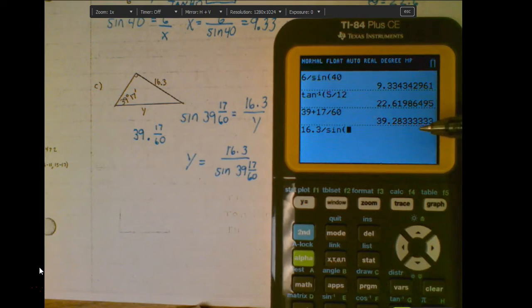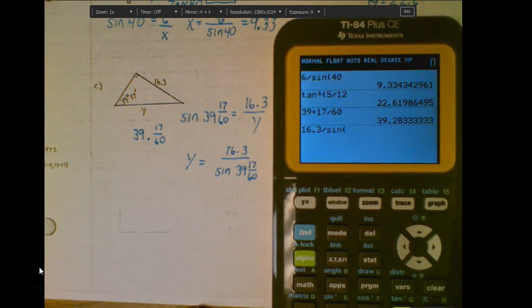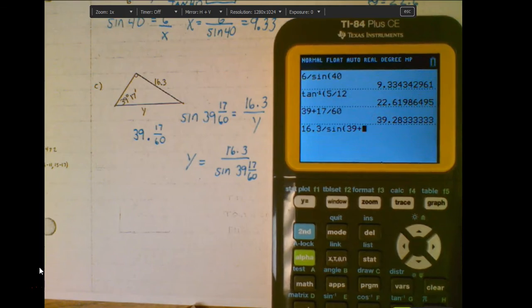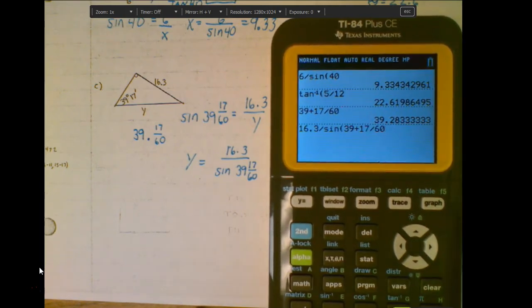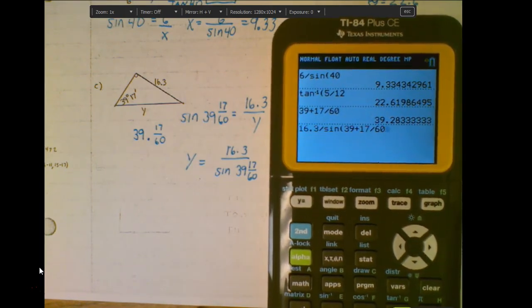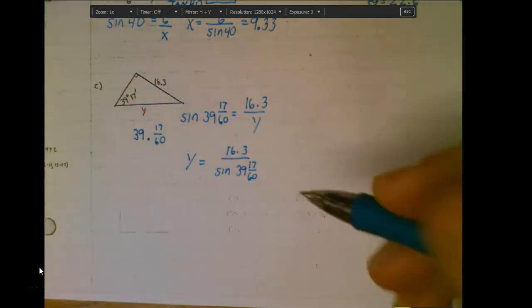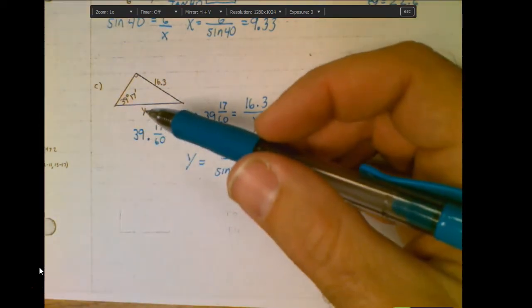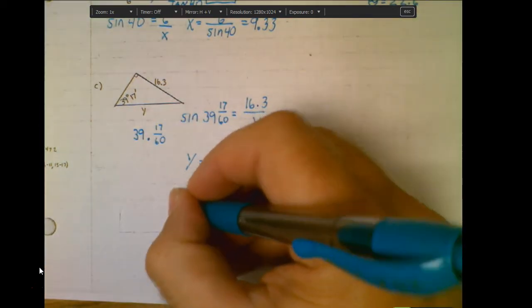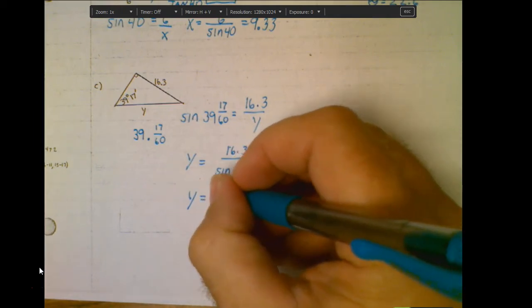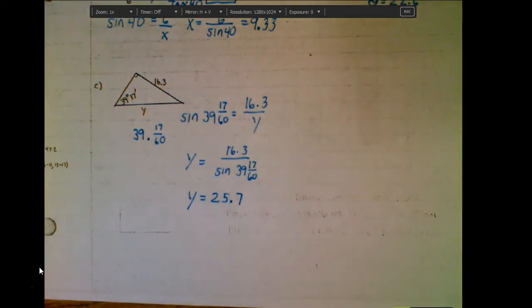Since that was my last answer, I could just pull up my last answer if I wanted to plug it in that way. Whatever you do, don't round it. We always want exact measures. We try not to round until the end of the problem. So I could even do this and type it in that way if I want, just for accuracy's sake. So about 25.7 units is side y. So that's what we're looking at here.